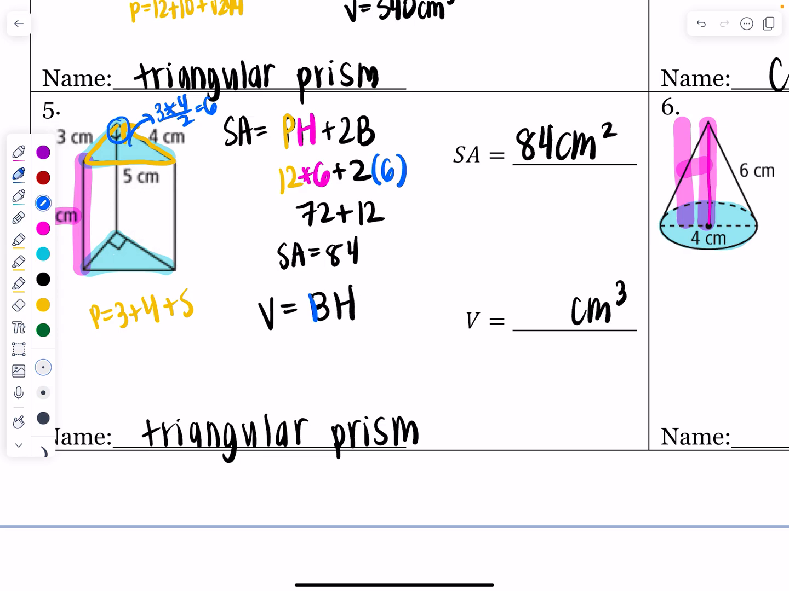We've already calculated our base. Our base was 6 units squared. Our height between these bases was 6. So what is 6 times 6? That is going to give me 36 centimeters cubed of volume.